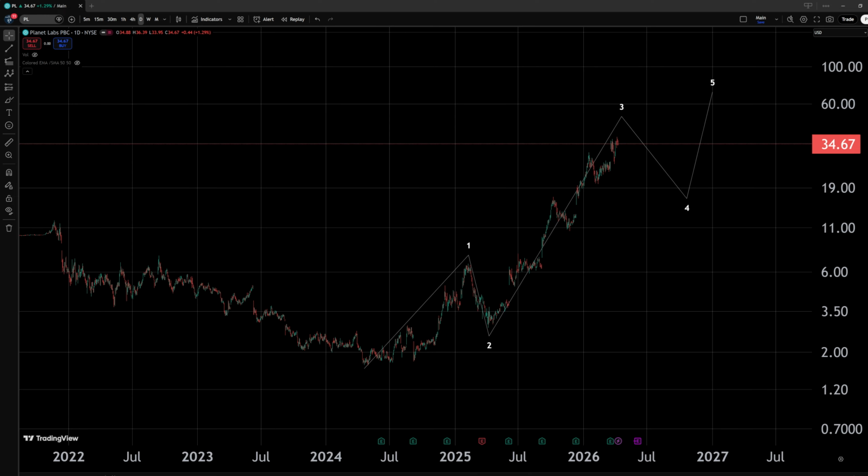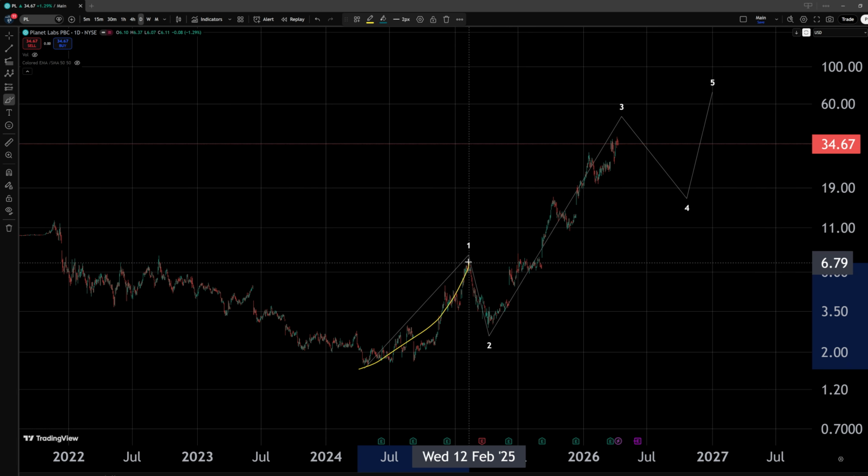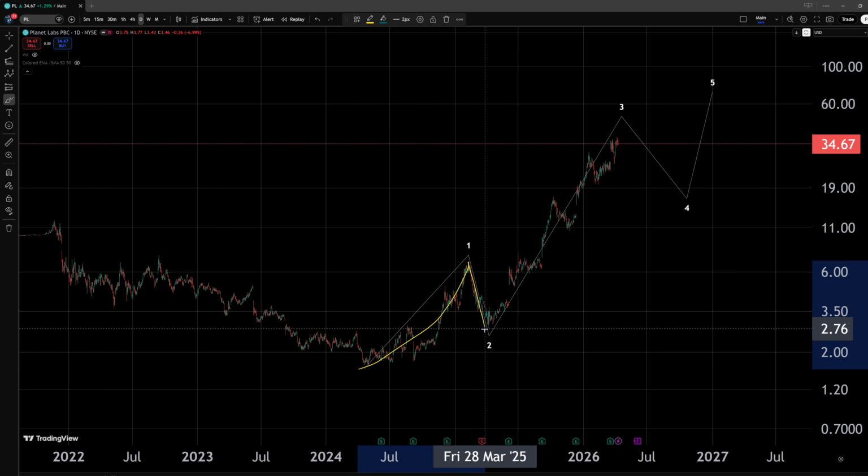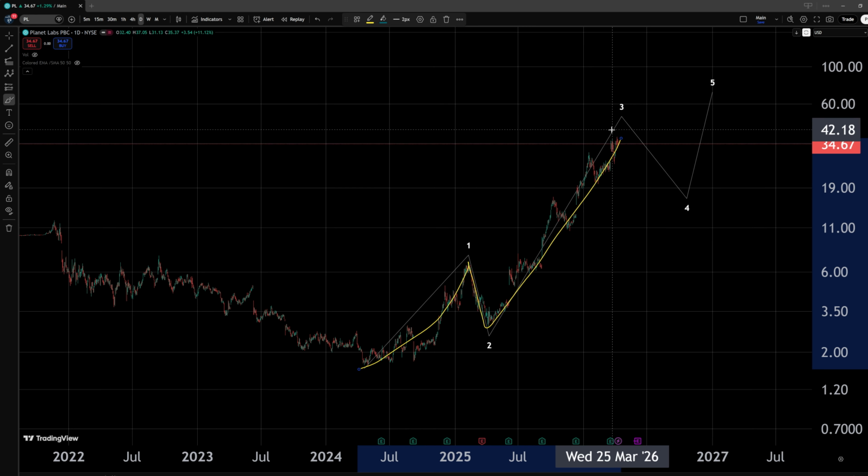In this video we are looking at Planet Labs. We finally made our way to this stock as well, and on this chart we start our count from the all-time low, where we have a potential wave 1 up, a wave 2 down we would be tracking, and this would be our wave 3 to the upside.